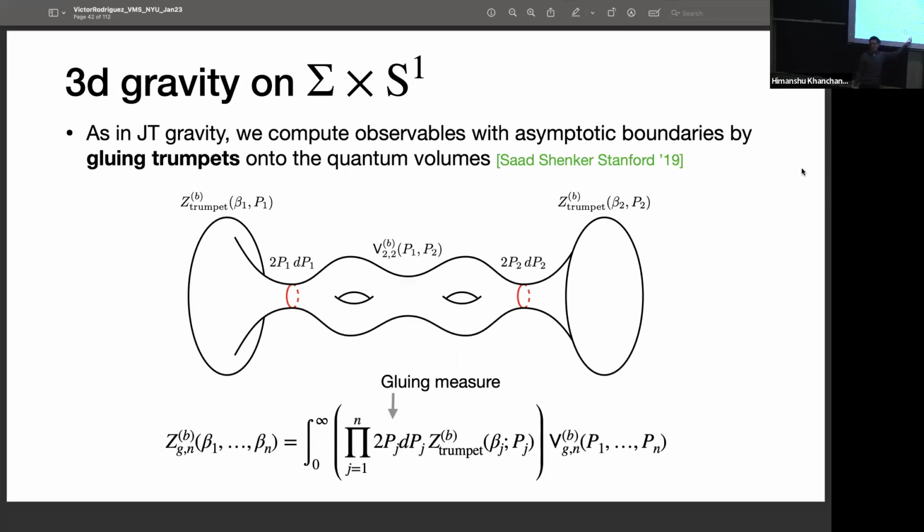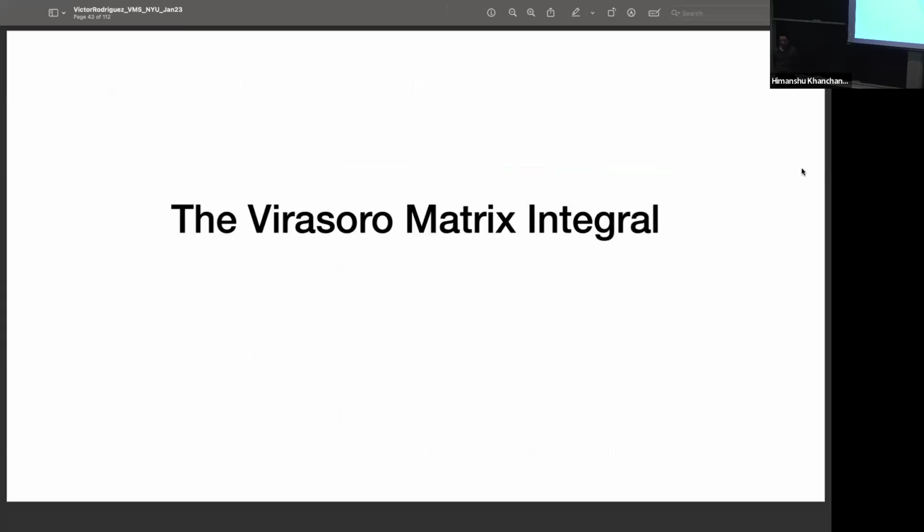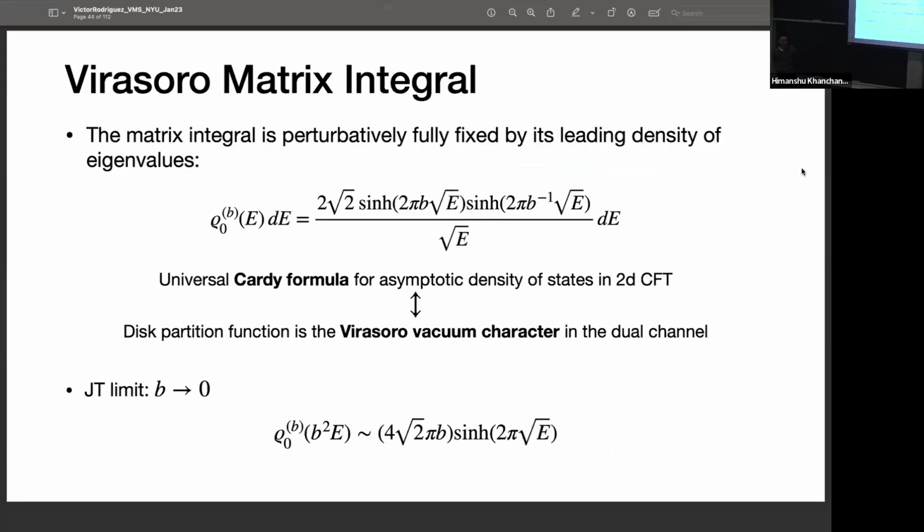The gluing measure is the same one as in JT, just 2b db. And with this factor of the trumpet partition function, you then glue them into the volume itself, in this picture. Okay, so that will close the loop to the matrix integral, which we started talking about.